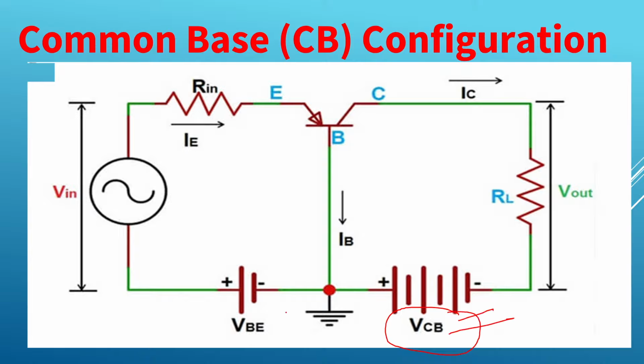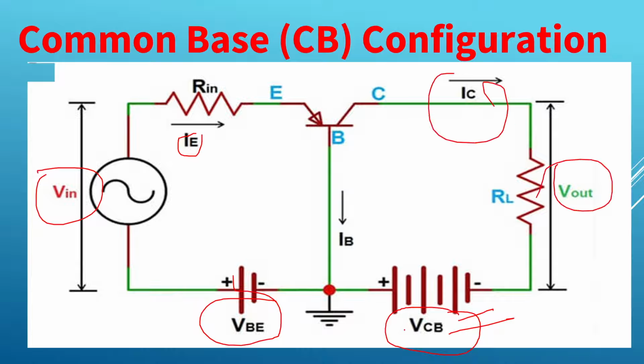Okay, this is output. These three are input side. Of course, VBE and VCB are connected to the base, but VBE anyhow is on the input side only. So V in, IE and VB are input. IC, V out and VCB are output. Okay, output side.